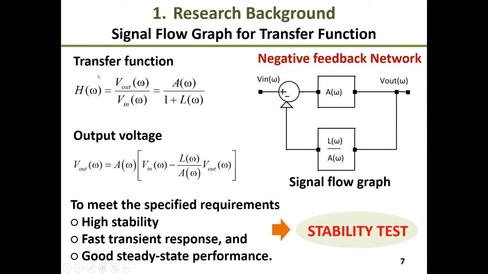From the transfer function, we can express the behavior of an analog network using a signal flow graph. And you can see the characteristic of a negative feedback network is the same as the behavior of a transfer function. To get high stability, fast transient response, and good steady state performance, we have to do the stability test to investigate the behavior of a system.